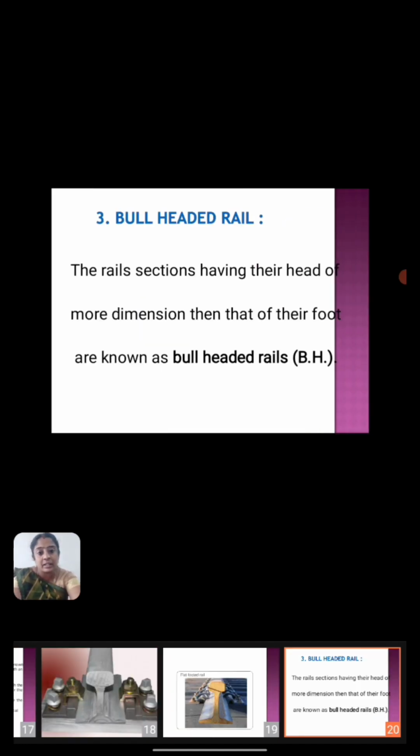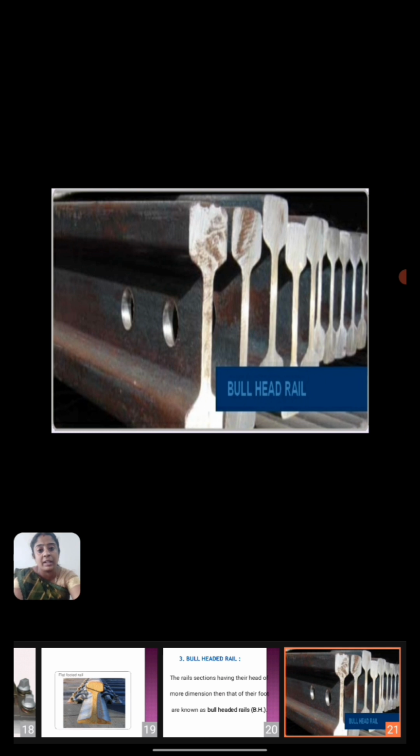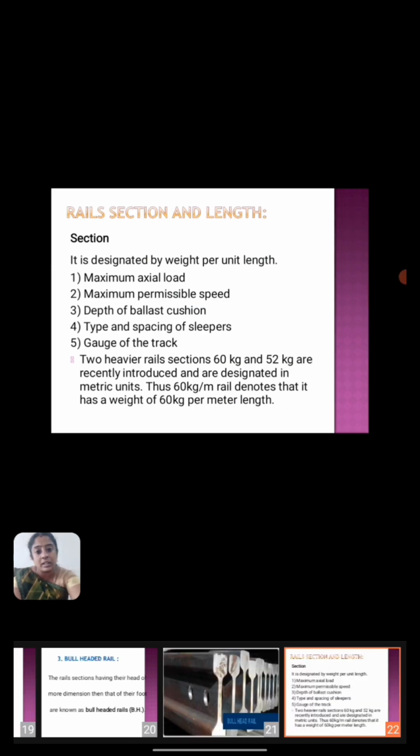And bull-headed rail. In bull-headed rail, when compared to the heads of double-headed and flat-footed rails, the head is larger. That means the dimension will be more for the head. So it is a bull-headed rail. By the name itself we can say bull-headed rail. This is a diagrammatic representation. See, in the head the dimension is very heavy on the head surface. So it is called the bull-headed rail.